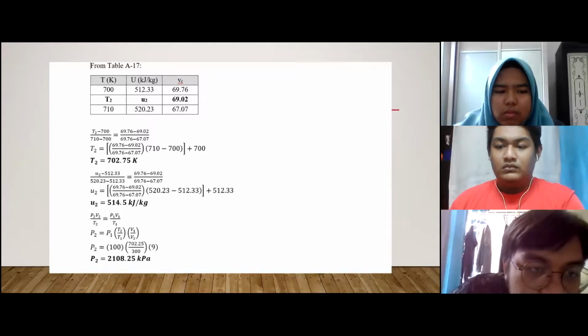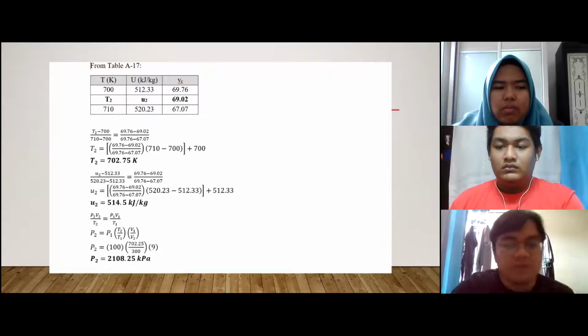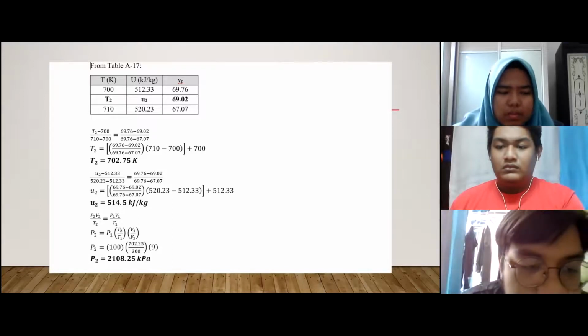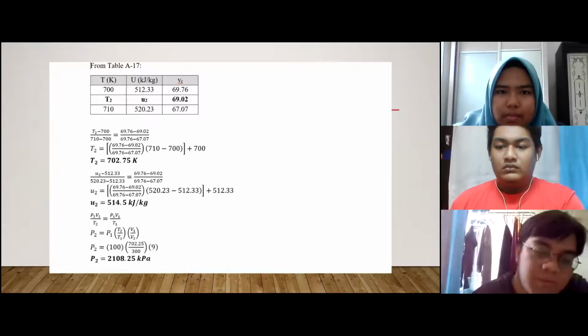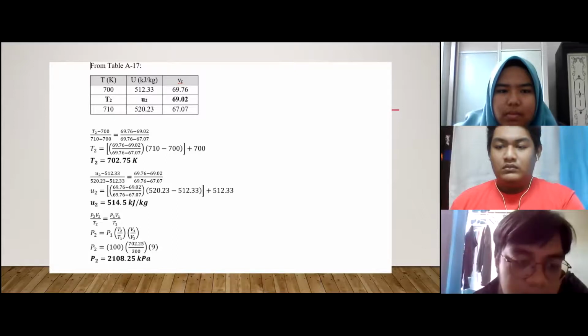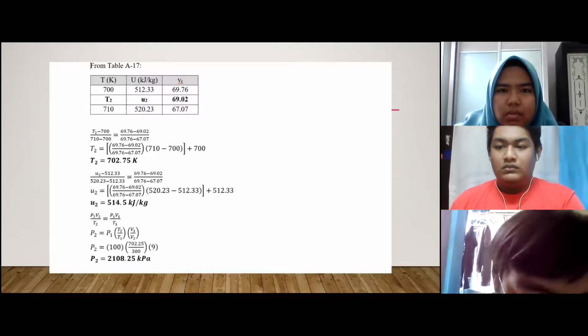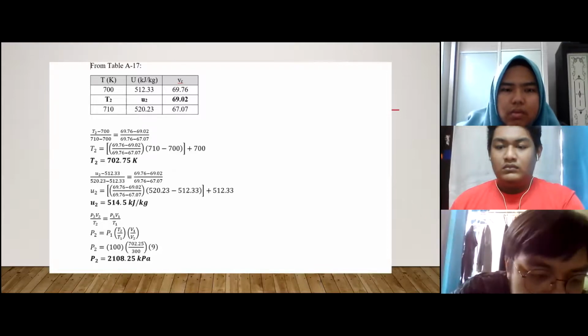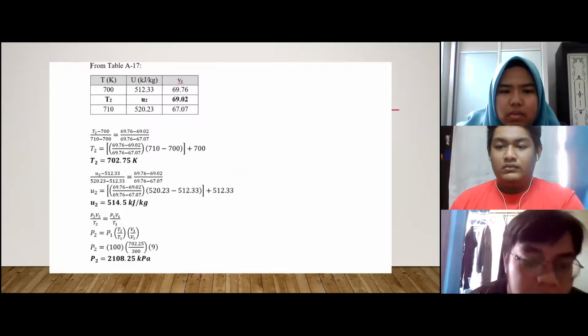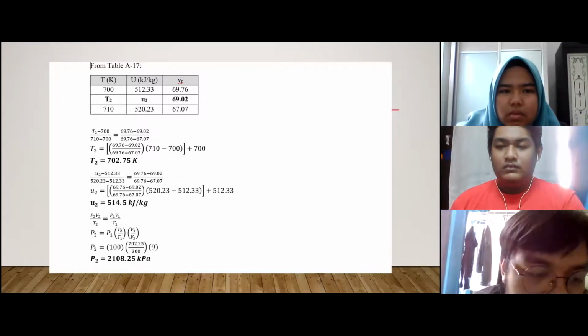We also need to find U2. The U2 we get from the table above. So we calculate and we get U2 equals 514.5 kilojoule per kilogram. Next, we're going to use the formula P2 V2 over T2 equals P1 V1 over T1. From this equation, we find P2, taking the values from above, and we get P2 equals 2108.25 kilopascal. So next.